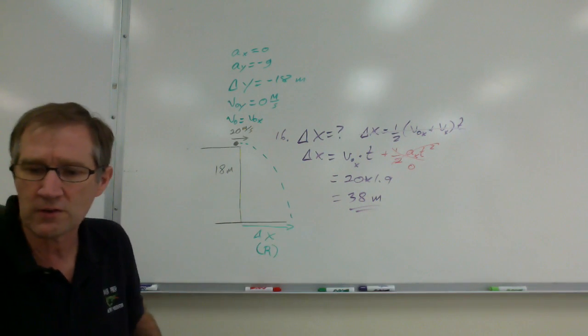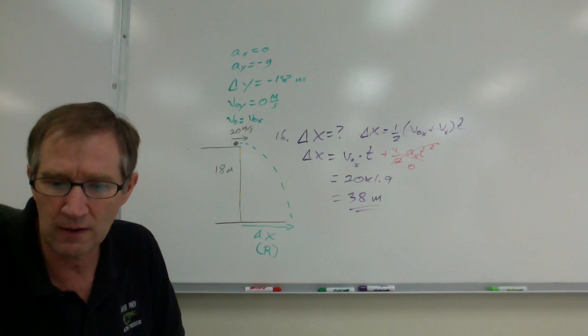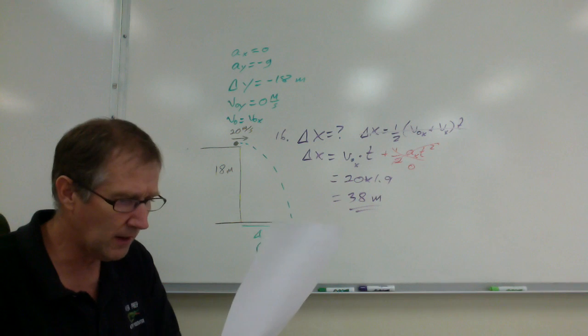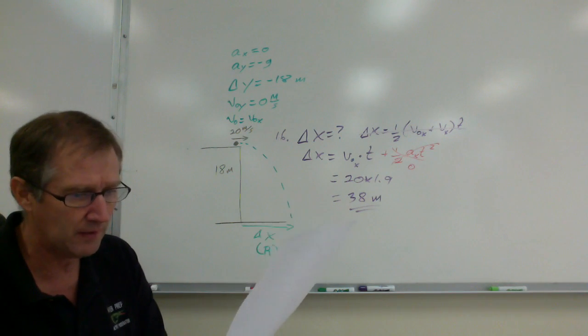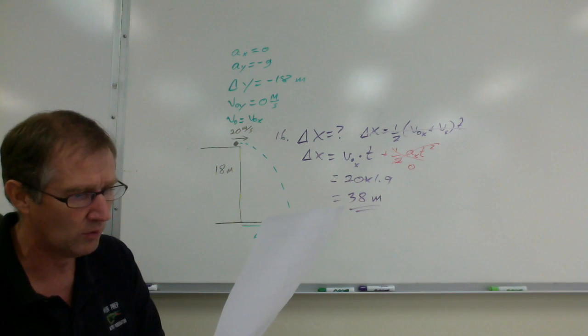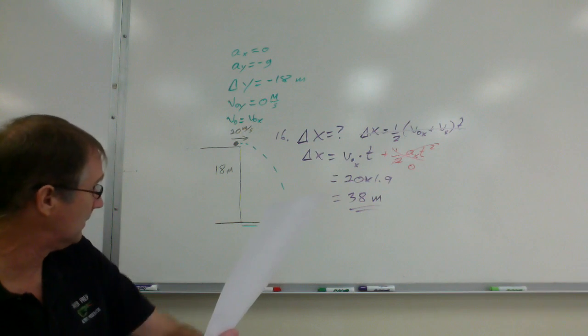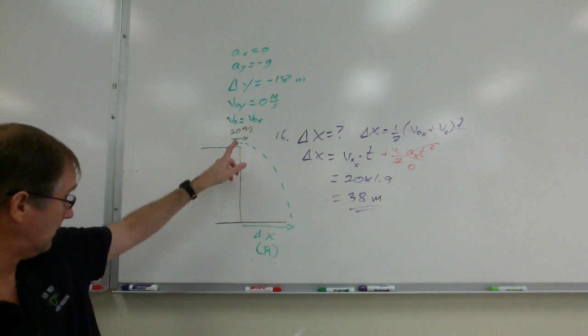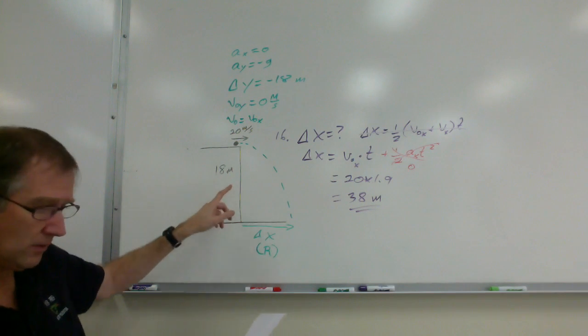The rest of this stuff is conceptual, and it is on the final. So how would the time in the air and the range be affected if the mass of the boulder were only half as much, i.e. only 15 kilograms versus 30 kilograms? It's still launched at 20 meters per second from 18 meters.